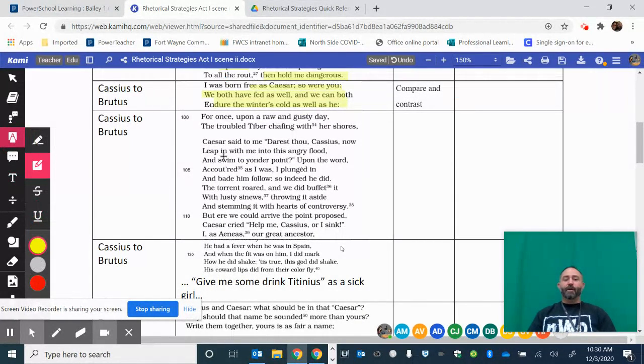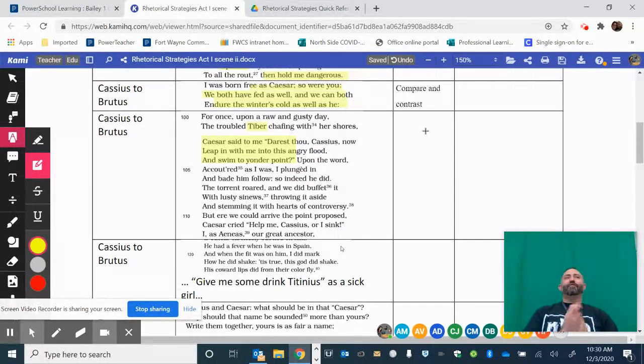All right, let's work our way through the next one. "For once upon a raw and gusty day, the troubled Tiber," that's the river that runs through Rome. I've actually been to Rome and seen that river, and it's a pretty blue, clean, fast-running river. "The troubled Tiber River chafing with her shores, Caesar said to me, 'Darest thou, Cassius, now leap in with me into this angry flood and swim to yonder point?'"